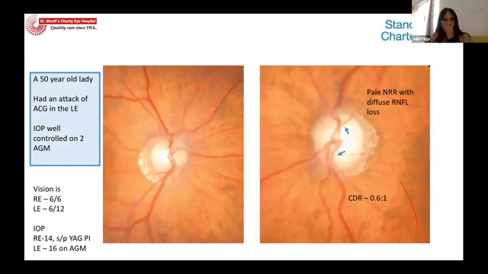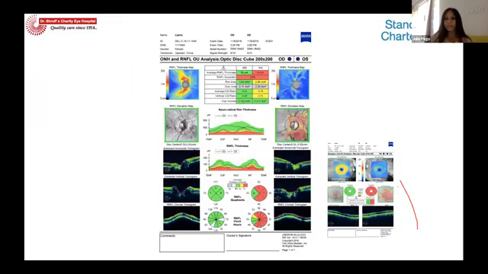So this is another lady who had high pressures in the left eye, had an attack of glaucoma, and then you can also see that the NRR has become pale. So in any patient with glaucoma, if you feel that pressures are very high, they may still have some kind of paleness of the neuroretinal rim because of the ischemic event that happened when the pressures were very high.